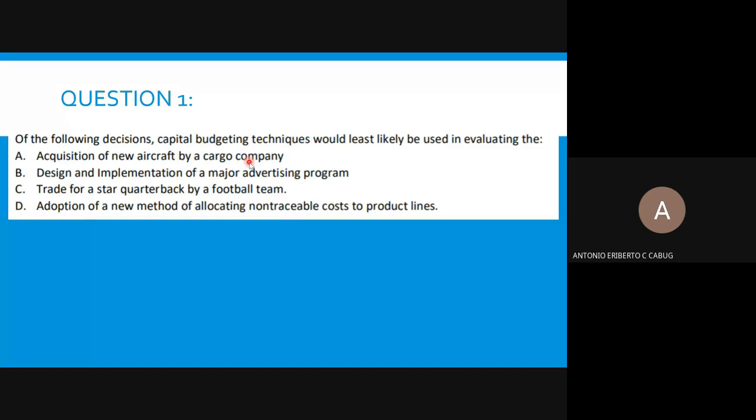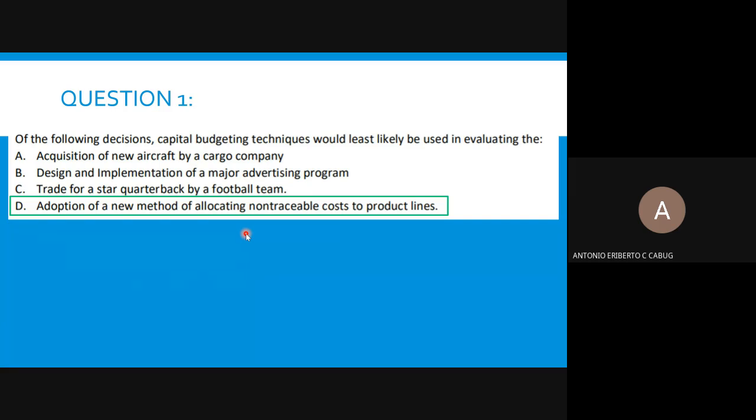With the hope that in the long term, 3 to 10 years from now, we are going to receive economic benefits in the form of cash inflows. That's for capital budgeting. A, B, and C would entail capital budgeting, while letter D, adopting a new method of allocating non-traceable costs to product lines, is not going to give you a major outflow of cash. The benefits will not necessarily translate to cash inflows in the future. This is merely a way of allocating, such as activity-based costing.